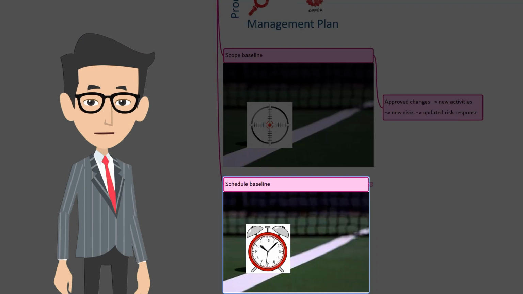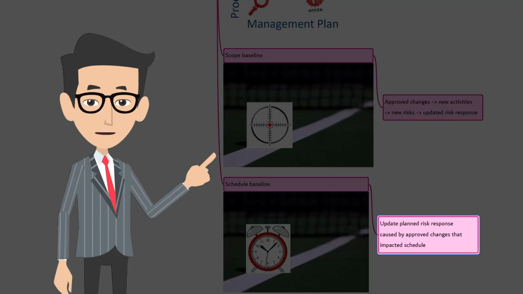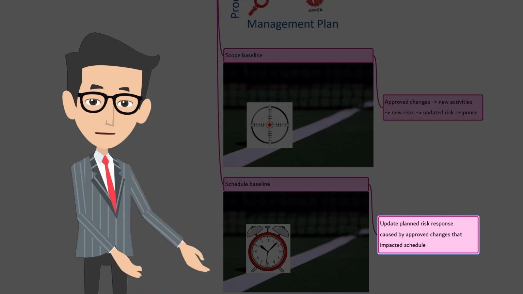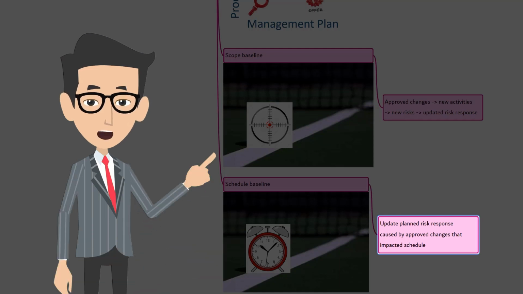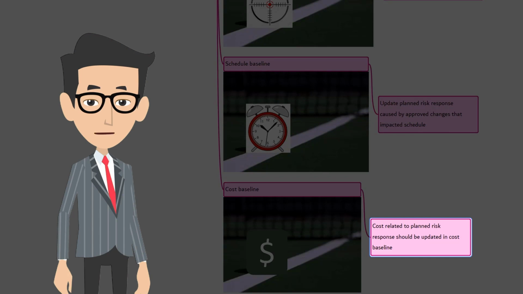Schedule baseline. All the approved changes must be incorporated in the project. Those approved changes will impact the project schedule. Due to this, the earlier planned risk response may have to be updated. Cost baseline. The planned risk response may incur certain cost which should be updated in the cost baseline.